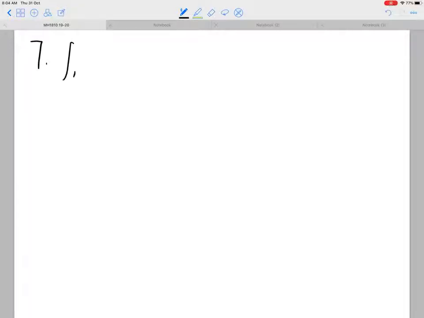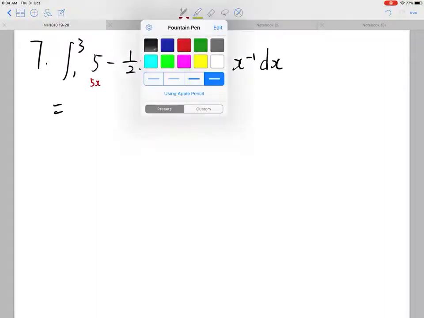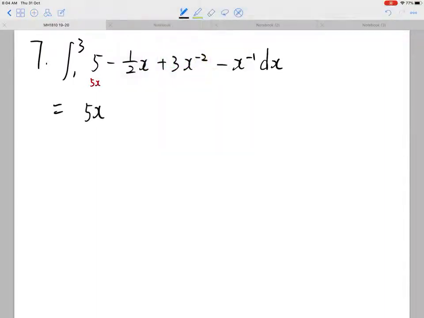Question 7a. The integration of this polynomial. Notice that the integration of x to the power of n is fine, we can just do this. First part, what's the integration of 5? What function's derivative is 5? 5x's derivative is 5. So the first part, the integration of 5 is 5x.